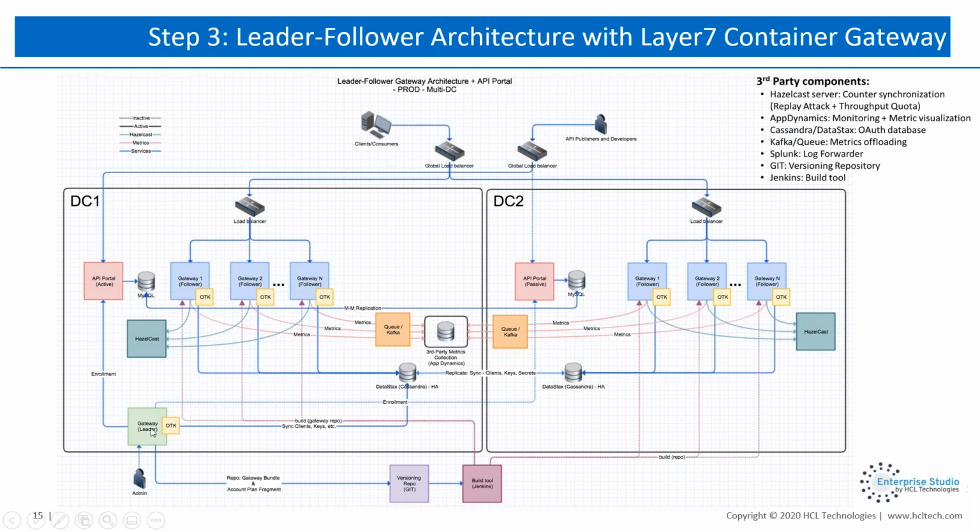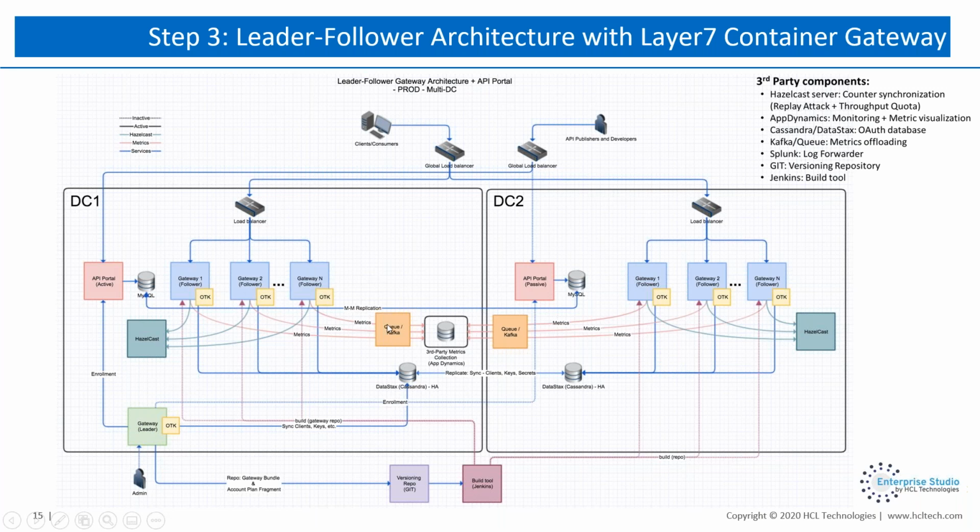So down here, hope you can see my cursor, is the leader gateway, which inherits all changes from the lower environments. Down here, you will create a bundle that is stored in a repository system. And then you have your build tool that builds all the followers. They're identical clones of your leader gateway, and you can have as many as you want.